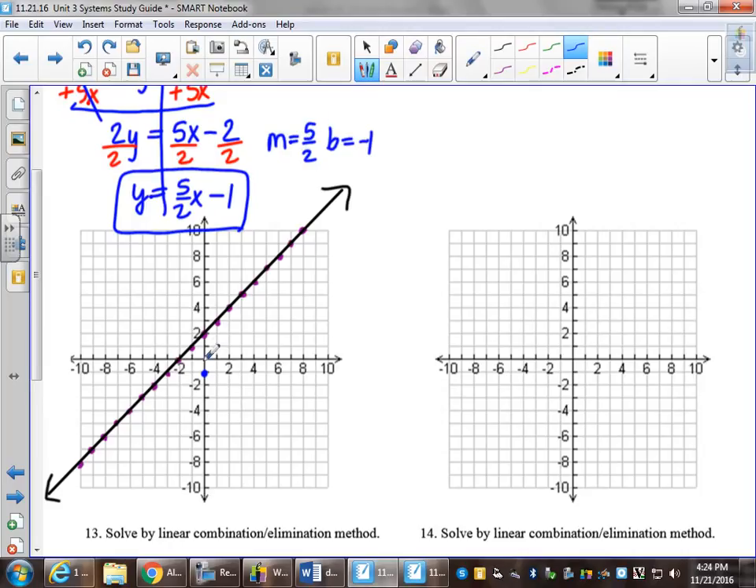So starting at the intercept, up 1, 2, 3, 4, 5, right 2. Check that out. There's my point of intersection. Let's just get a couple more points. Up 1, 2, 3, 4, 5, right 2.